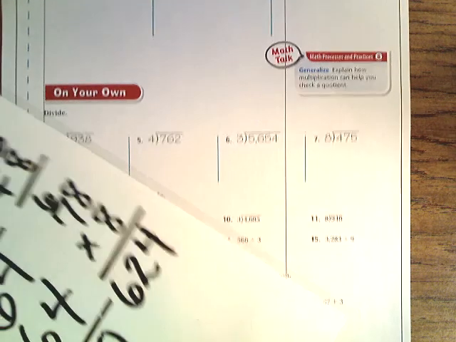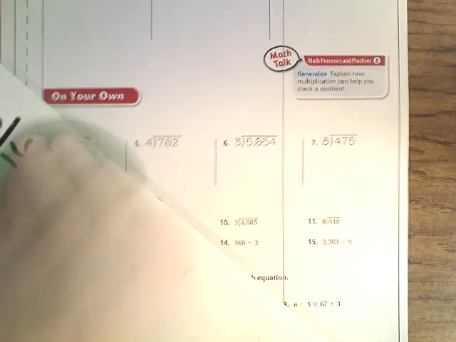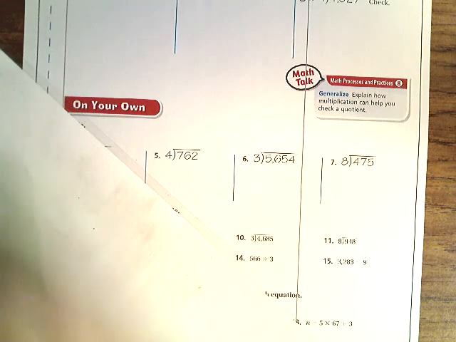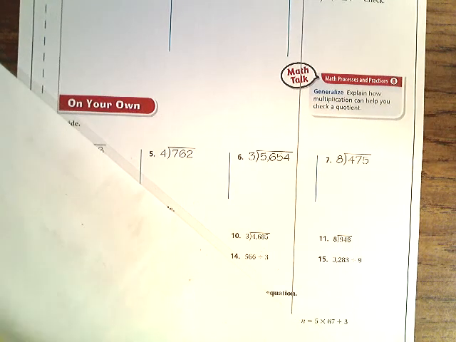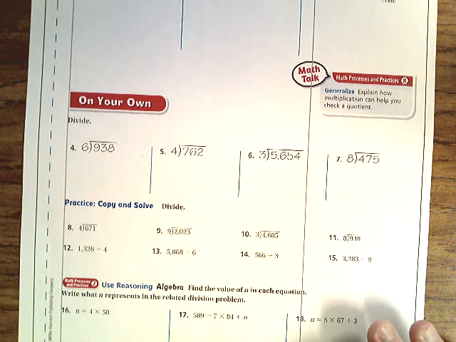Okay, let's take a look at one of these from the bottom here. I got this nifty little eraser. Okay, so one of these from 8 through 15. I want to do number 12. I think 12 is a good starting point.